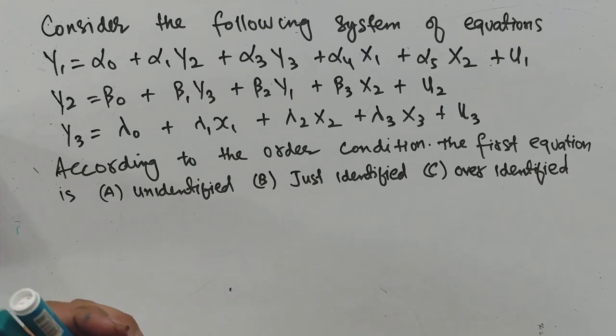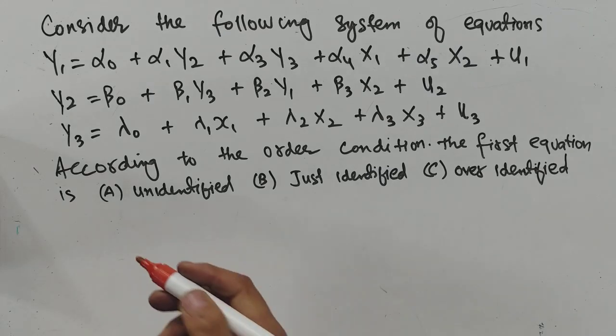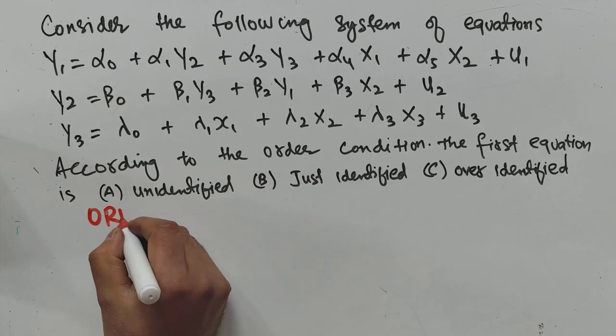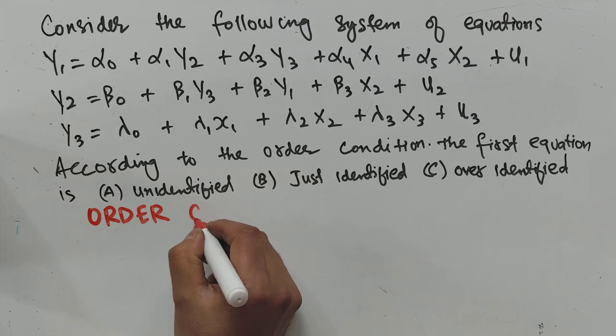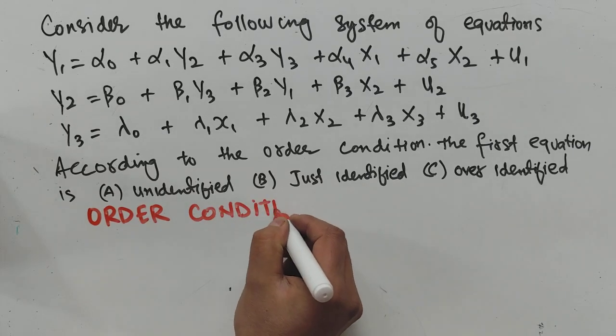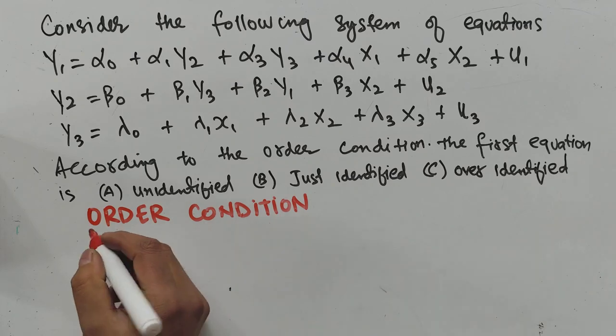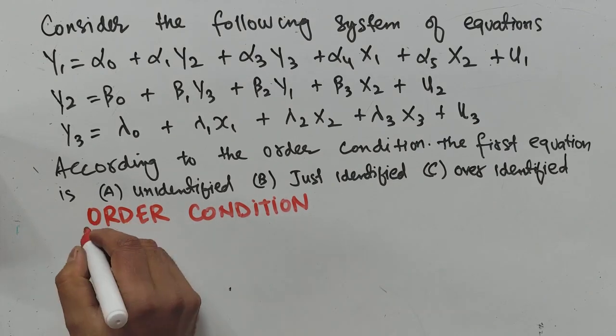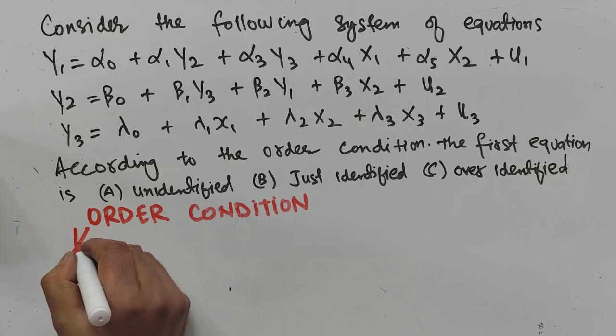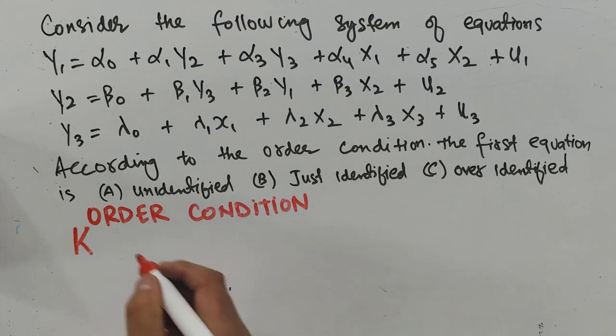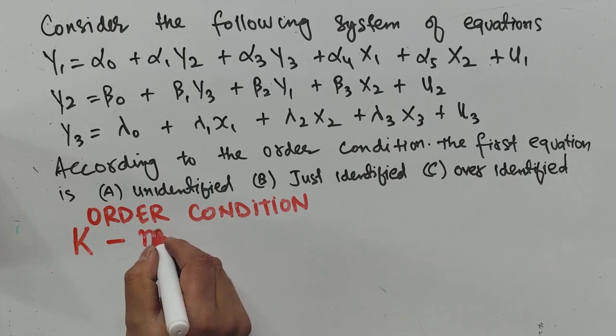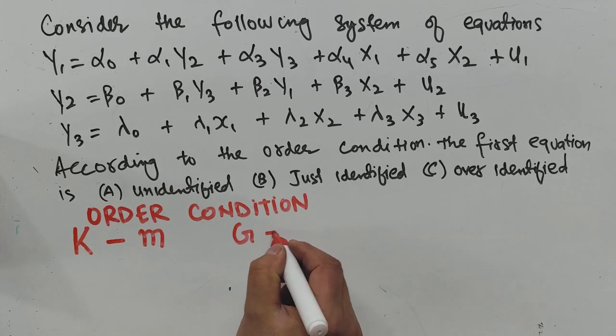So how do we find out whether the equation is identified, exactly identified or under identified? For that we use the order condition. The order condition tells us, and let me write it here, with some variables denoted: k minus m, and g minus 1.